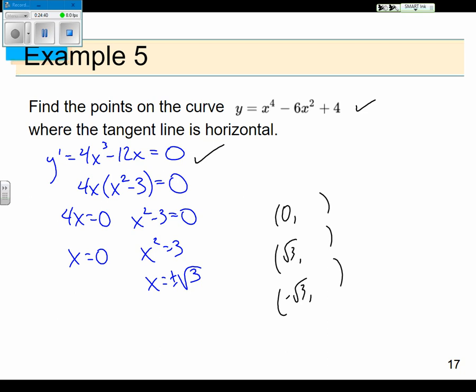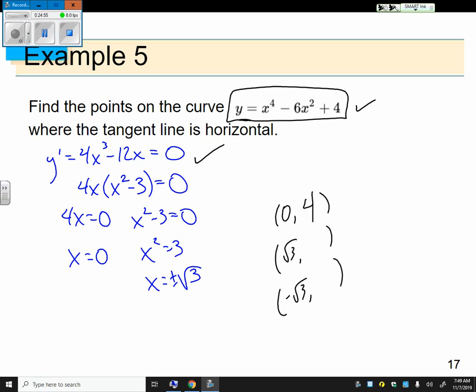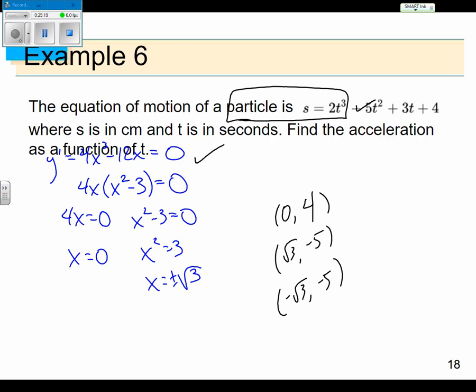I'm wanting help in finding the tangent lines that are horizontal on this function. So I'm going to plug it back into this function. So I'll do 0. You guys do the others. Both are negative 5? Okay, it is an even function, so you plug in one, you get the other. We're going good.